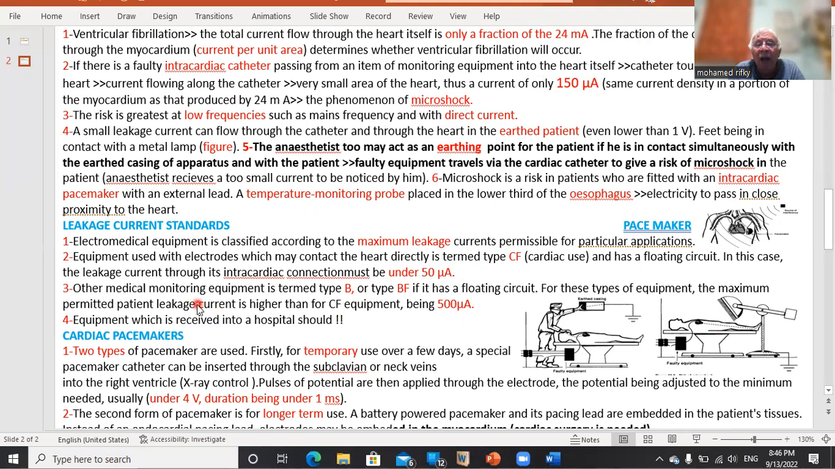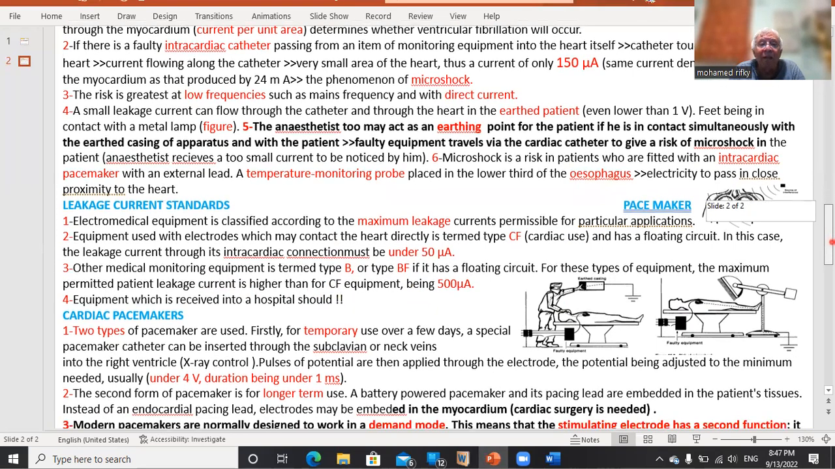On the other hand, we have equipment not used in cardiac surgery, which we call B or B floating. The leakage current can be up to 500 microampere. So these are the standards that we must realize when checking apparatus reaching our hospital.